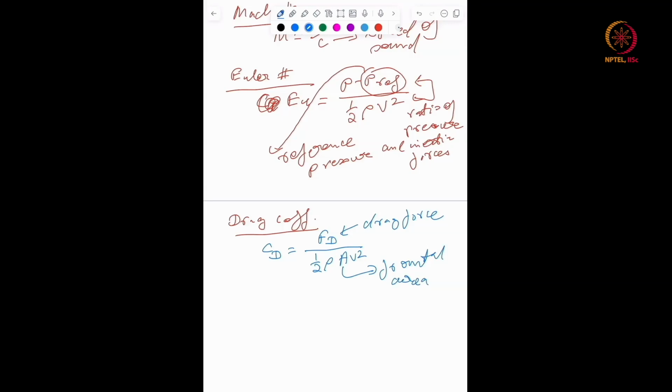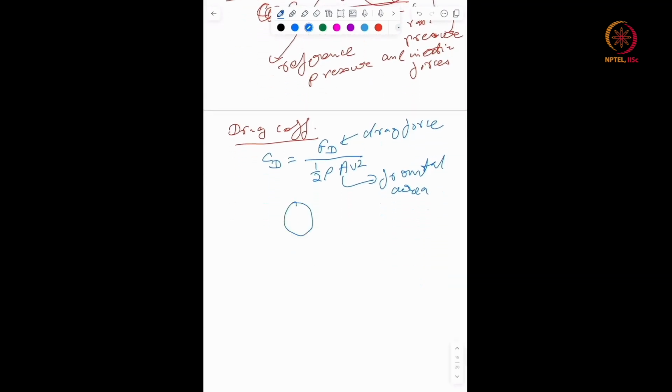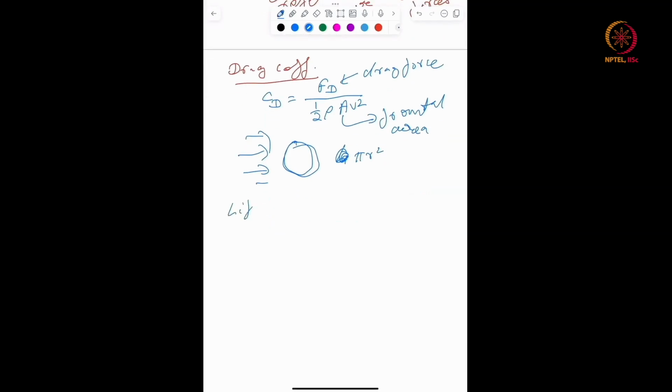For example, when you have a body and there is a flow around it, there is that frontal area. If it's a sphere, it sees basically pi r square of the sphere as a frontal area. So that is the area that it actually sees. So you have these flows, and then of course you have the lift coefficient.